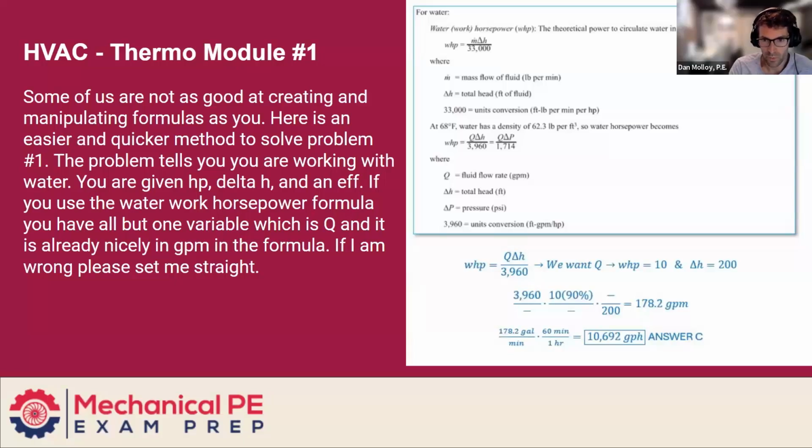If you use the water work horsepower formula, you have all but one variable, which is Q. And it already nicely is in GPM in the formula. If I'm wrong, please set me straight.